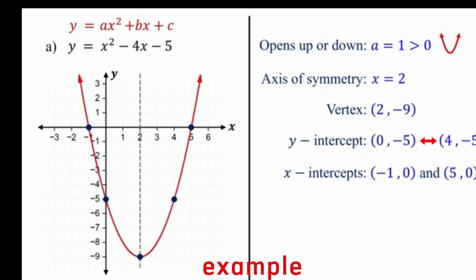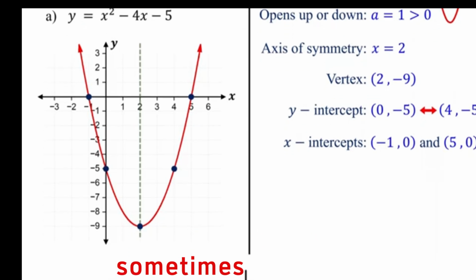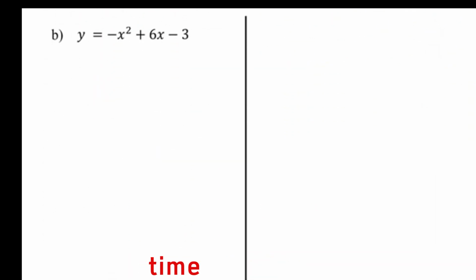In this example, we were able to easily factor the quadratic equation when finding the x-intercepts, right? However, this is not always the case. Sometimes, factoring can be difficult or time-consuming. Even if you use the quadratic formula, the discriminant might not be a perfect square or could be negative. So, what should we do in such cases? Let's see that with this example.